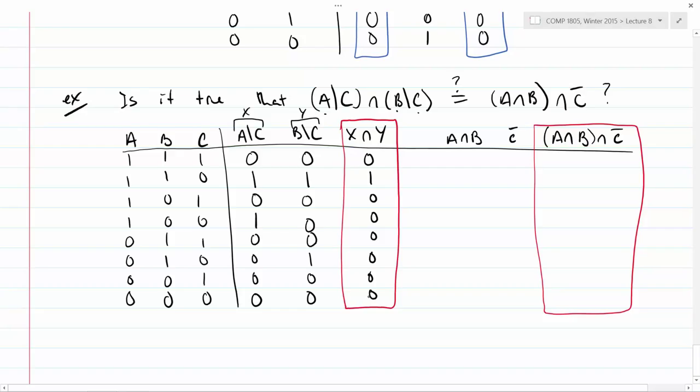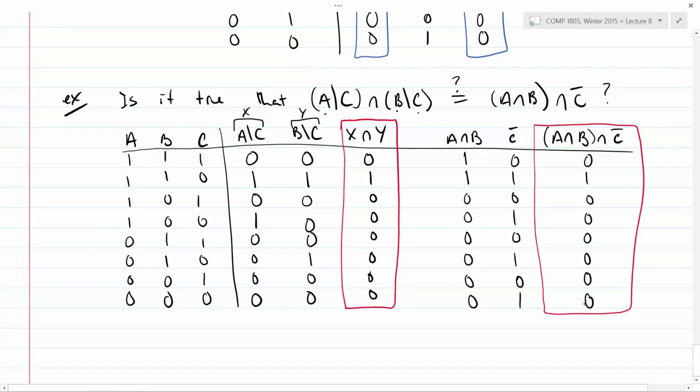Okay? All right. So, continuing on, I want the intersection of A and B, so I get a 1, and then the rest are all zeros. The complement of C is just 0, 1, 0, 1, 0, 1, 0, 1. And now I take the intersection of these two columns to get 0, 1, 0, 0, 0, 0, 0, 0.